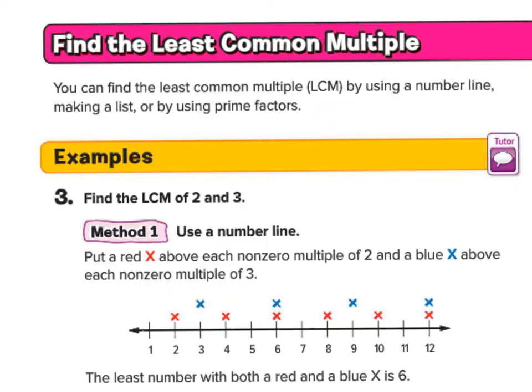Okay, now that we're familiar with factors, let's try working with multiples. Multiples is counting or skip counting. You can find the least common multiple of two numbers by using a number line, making a list, or by using prime factors.